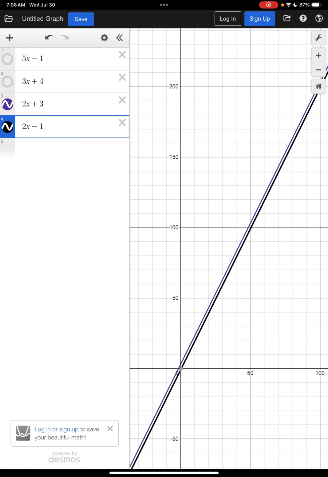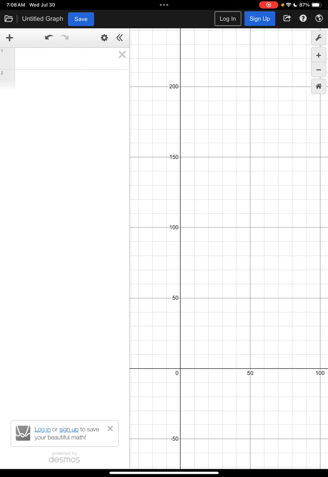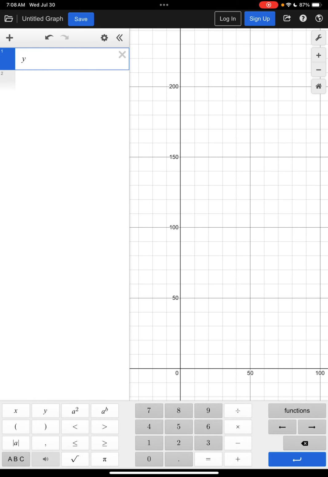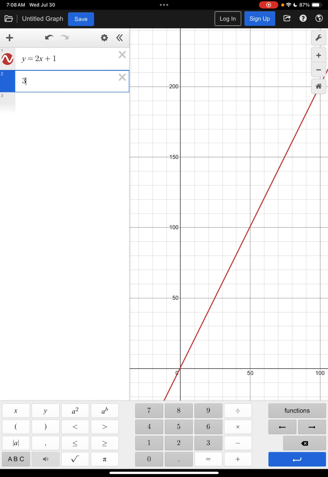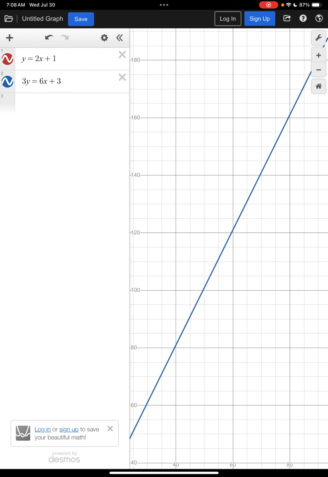There's also one more case. Let's say we have y equals 2x plus 1, and let's say 3y equals 6x plus 3. You can see that when I type in this blue equation, the red line disappears, right? It's not actually disappearing, it's just that the blue line is overlapping with the red line. You can see that if I toggle the blue line, it's overlapping with the red line.